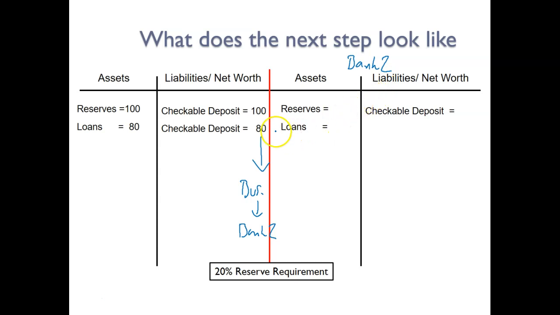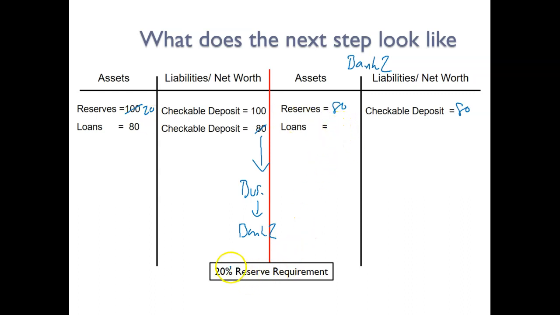So how does this look? So this $80 goes over here. This bank now has reserves of $80. This money is gone. $80 got taken out of the reserve, so this is now at $20. And then what can they do next?